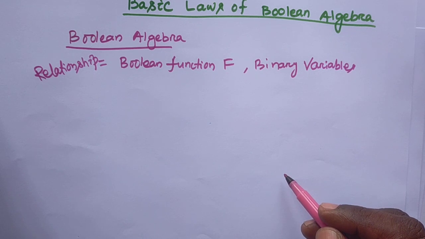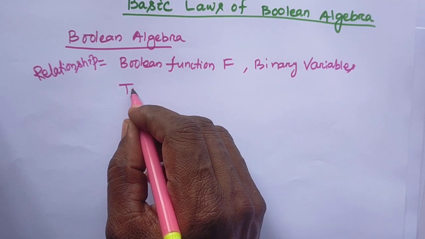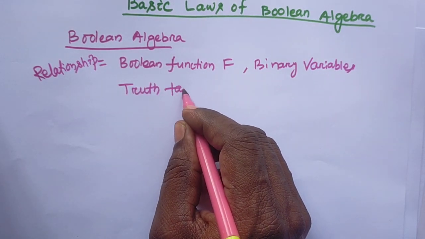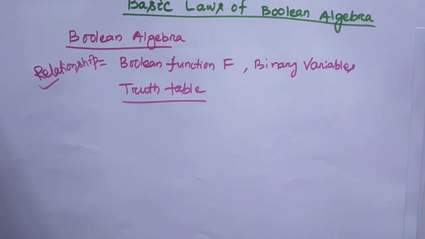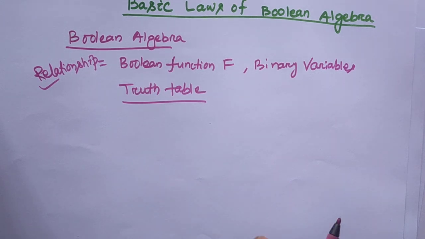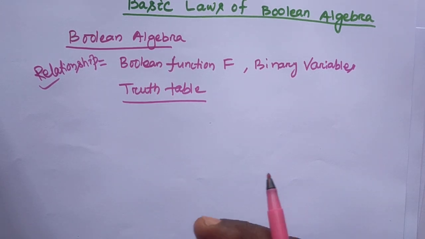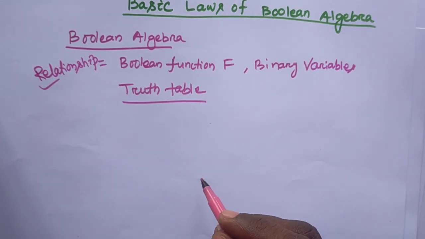This is represented by a kind of table, which we can call a truth table. That means we create a relationship among a Boolean function and binary variables to make a truth table, which is defined under Boolean algebra. It is one concept we will consider, because we not only define the Boolean algebra, we also create a relationship among Boolean functions with certain variables. That will be defined through the truth table.